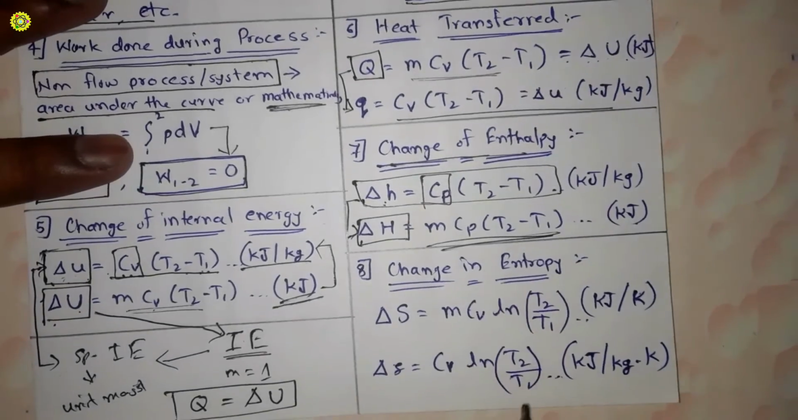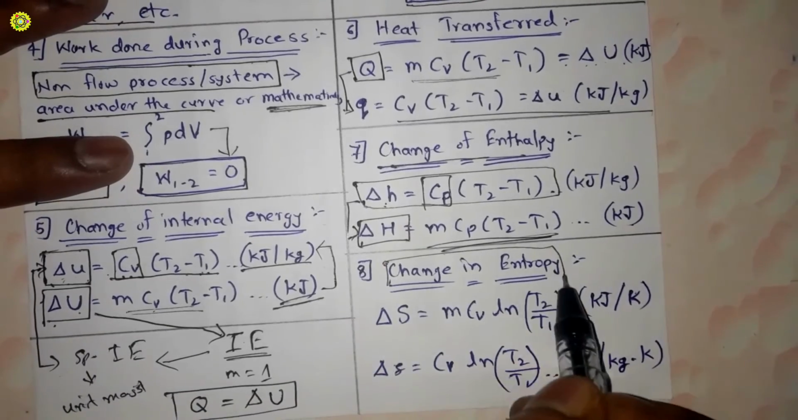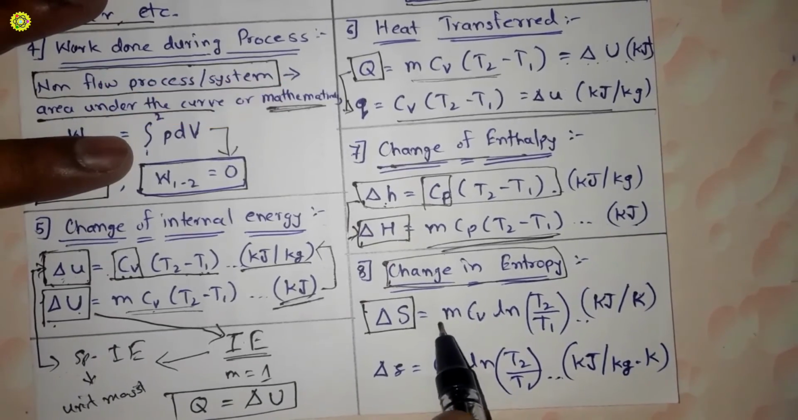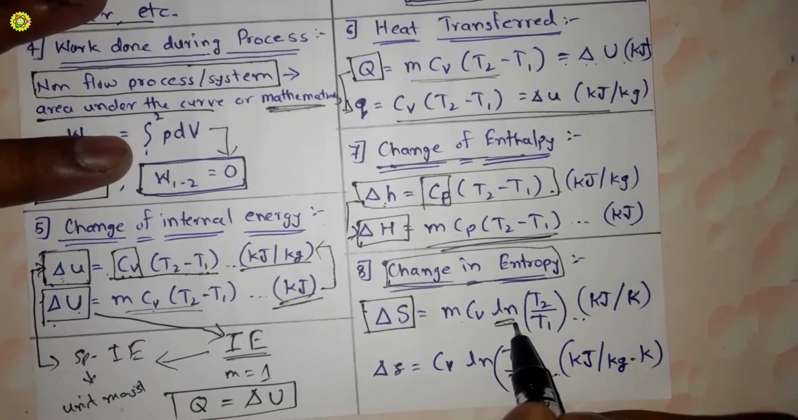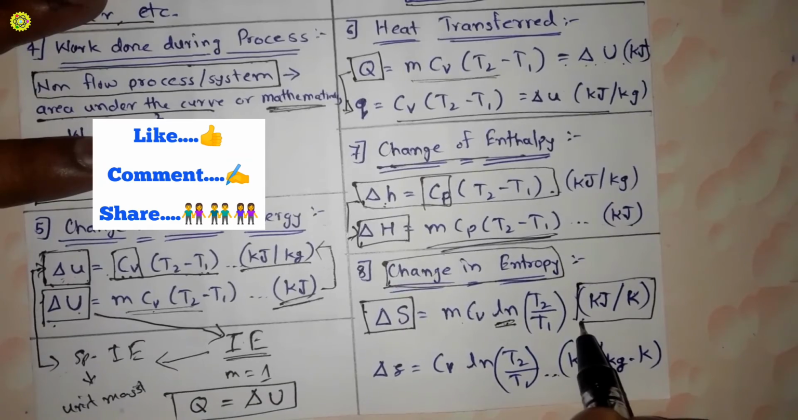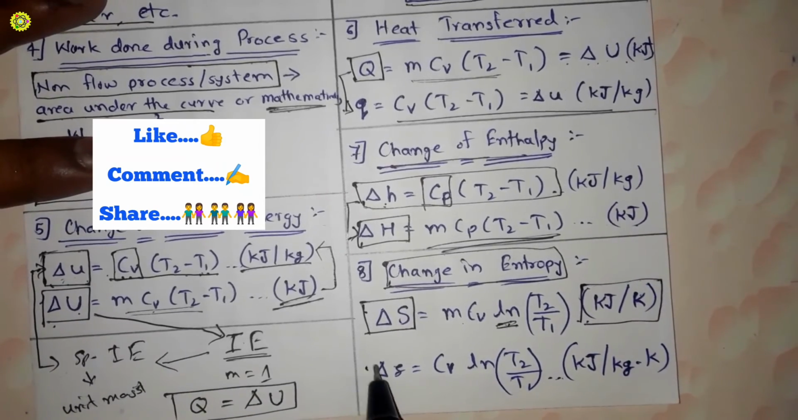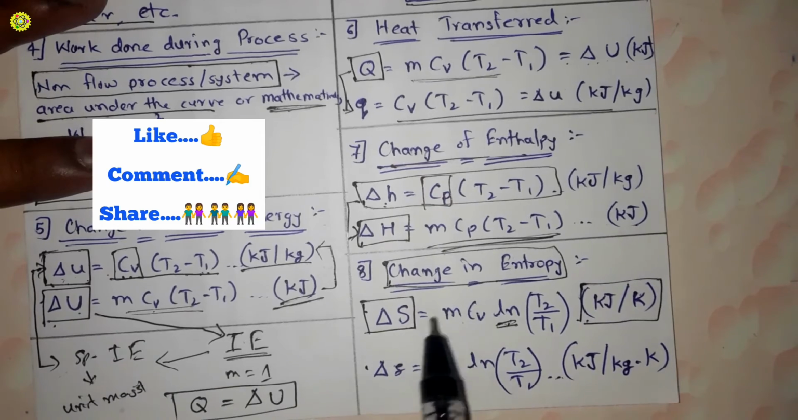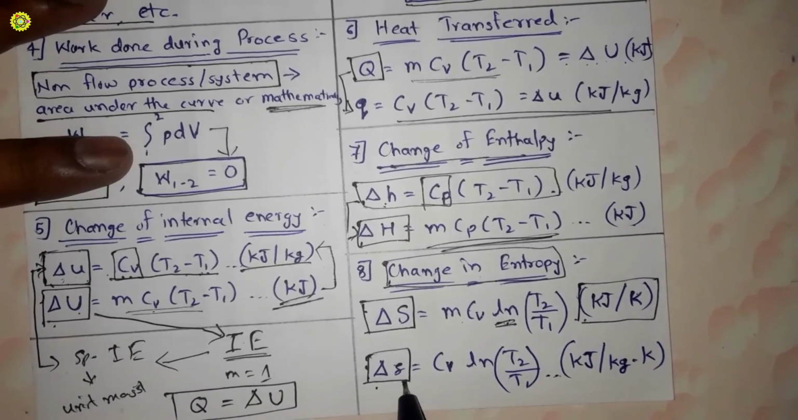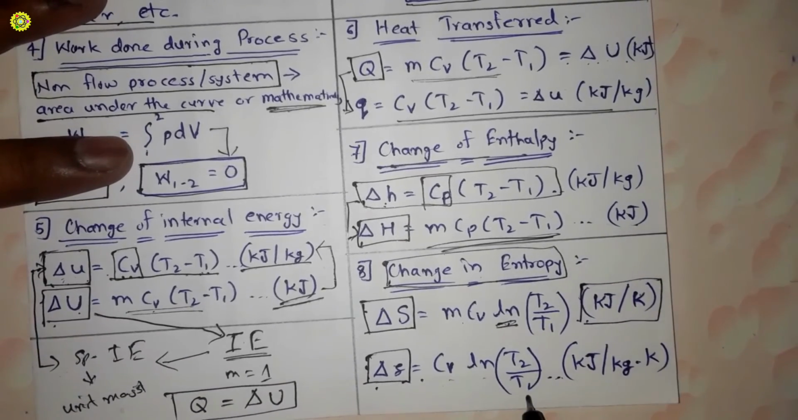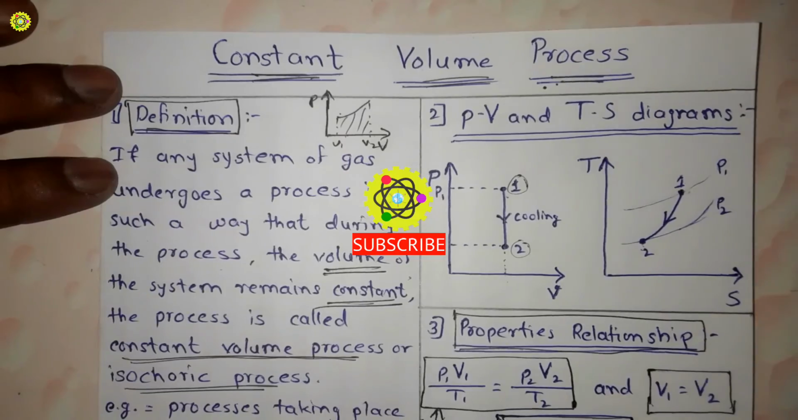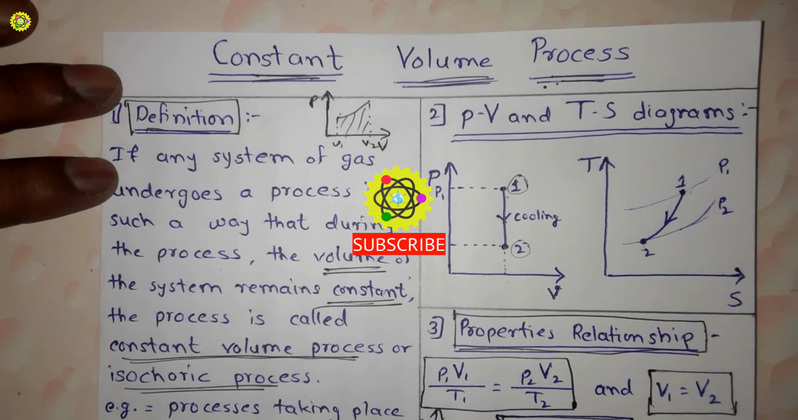Now further, change in entropy. Change in entropy is given by delta capital S, which is equal to m Cv ln T2 upon T1, where ln is the symbol for natural logarithm, and its unit is kilojoule per Kelvin. Now for unit mass basis, this is the change in specific entropy, that is delta small s is equal to Cv ln T2 upon T1, and its unit is kilojoule per kg Kelvin. So students, in this video we have understood about constant volume process.